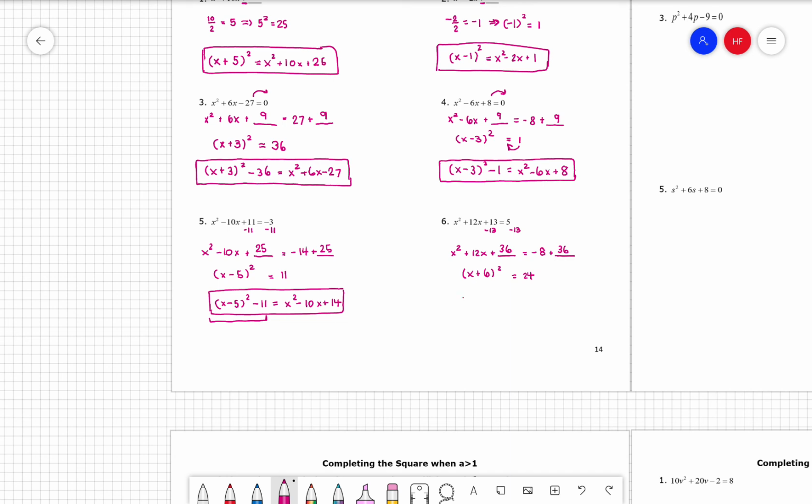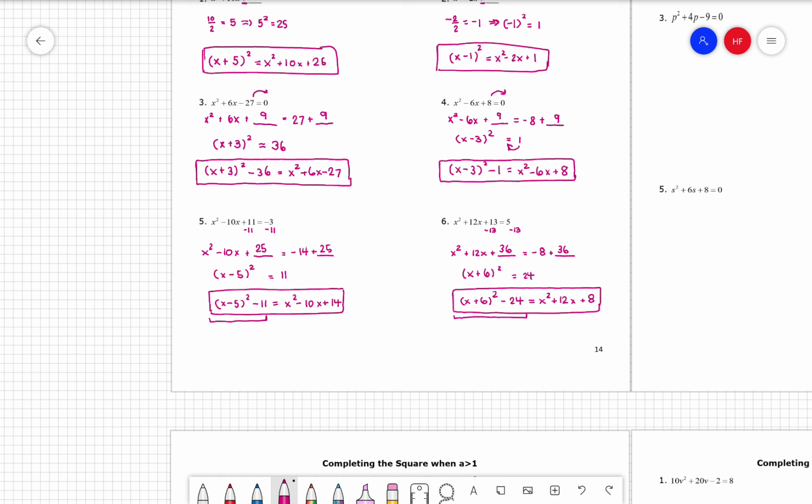I'm going to move that 24 over to the same side. So x plus 6 squared minus 24 since it's moving. And then that equals the same thing as x squared plus 12x. And I'm going to move that 8 over this time, so plus 8. Again, if you wanted to just write that part as your answer, that is okay.